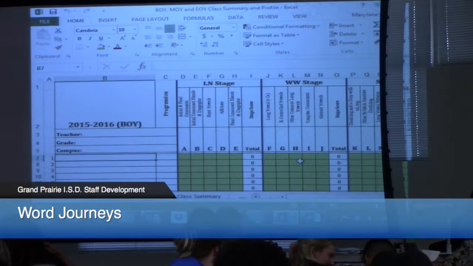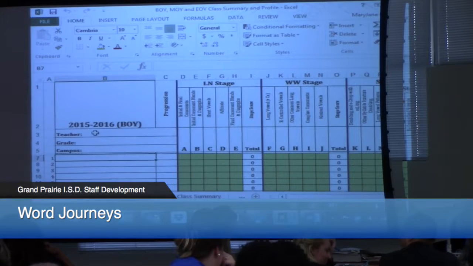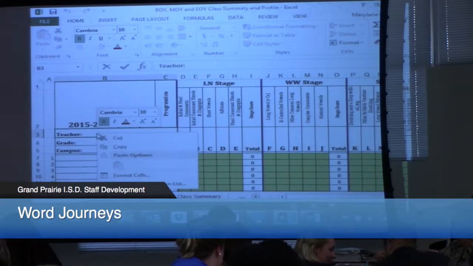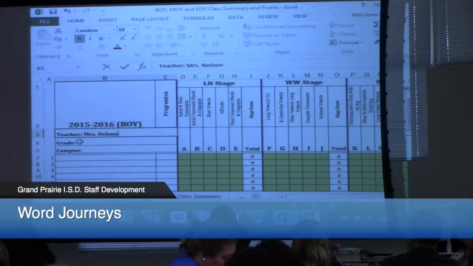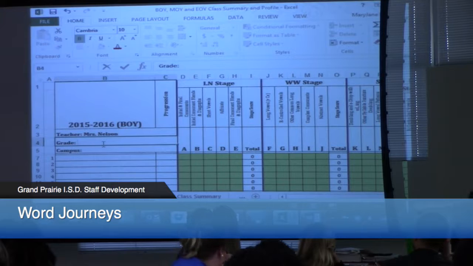It's reminding me that I'm at a training today. Okay, so notice I'm not going to erase the word teacher. I'm simply going to double click on there, and I'm going to put Mrs. Nelson. What grade do we want her to teach? Second? Thank you. Campus, we're just going to put Grand Prairie.